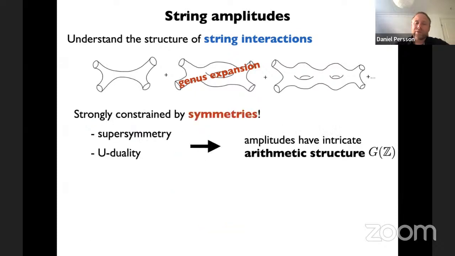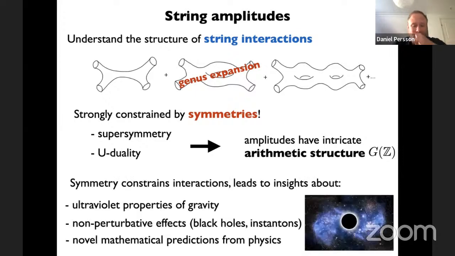Now, the amazing thing is that when you try to calculate these amplitudes in string theory, there are some very constraining symmetries. In particular, there is something called supersymmetry, which is an exchange of different types of particles, bosons and fermions. And there is a symmetry called U-duality, which boils down to an arithmetic structure in these amplitudes that is given by essentially saying that they are invariant under a certain arithmetic group. And so when you take these together, they constrain these amplitudes a lot, and you can use it to learn many things.